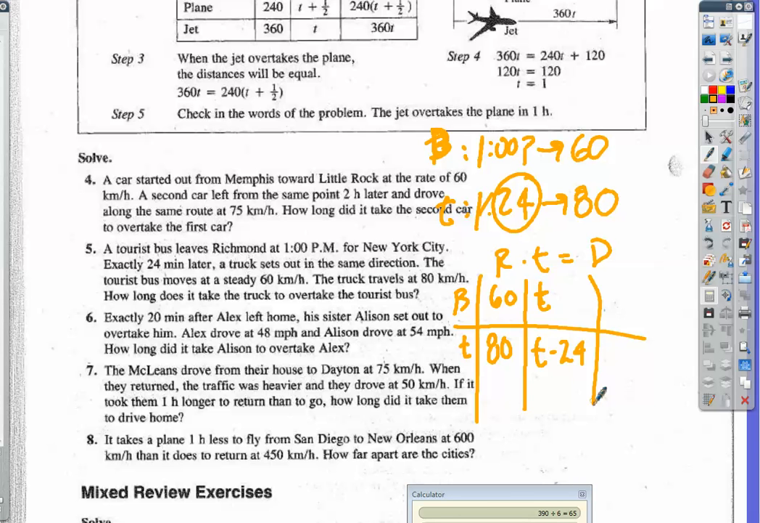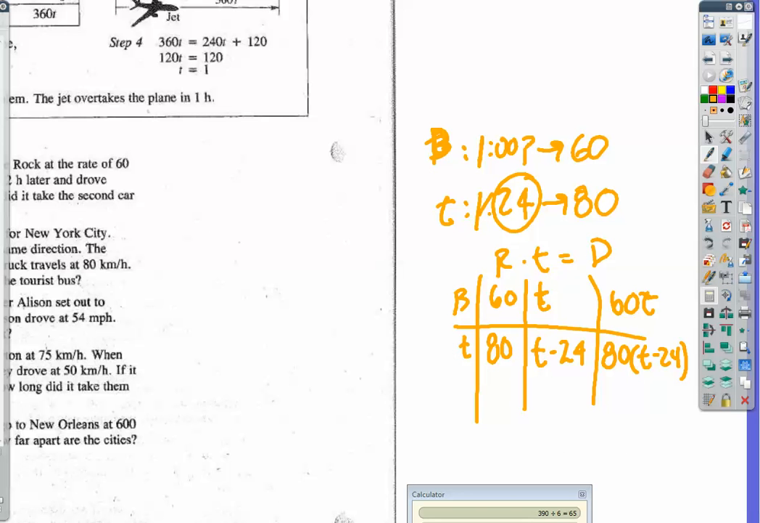And when they meet, they have the same distance, right? So I know 60 times t is 60t, and I know that I have 80 times my time, which is t minus 24. And I know that the distance of my bus and the distance of my truck will be the same when they come together. So I'm going to say that 60t is equal to 80 times t minus 24. And so now it's just a matter of solving this.